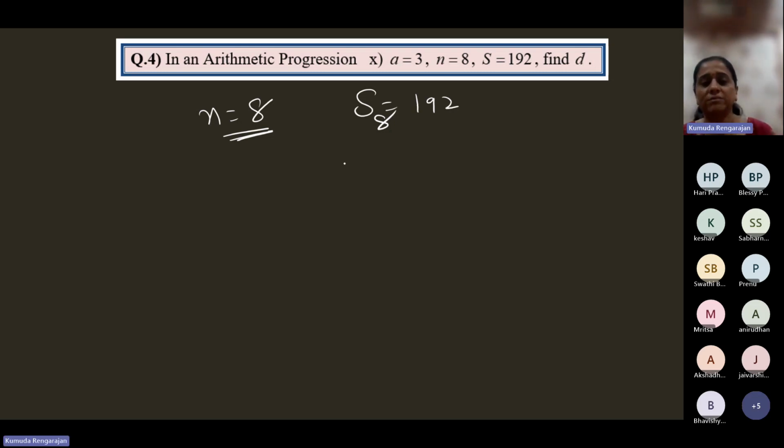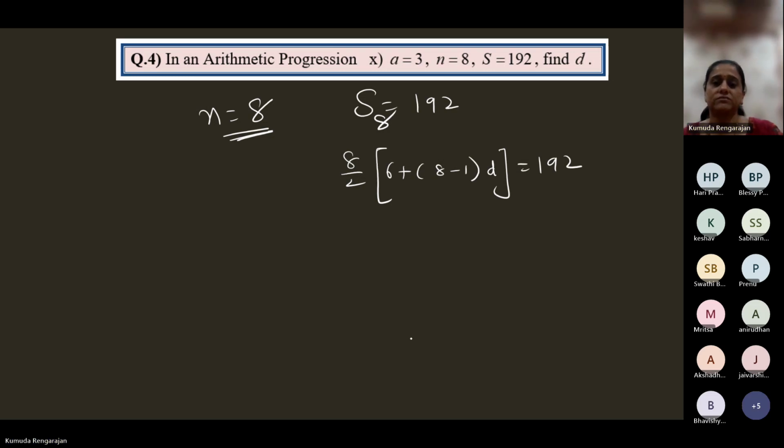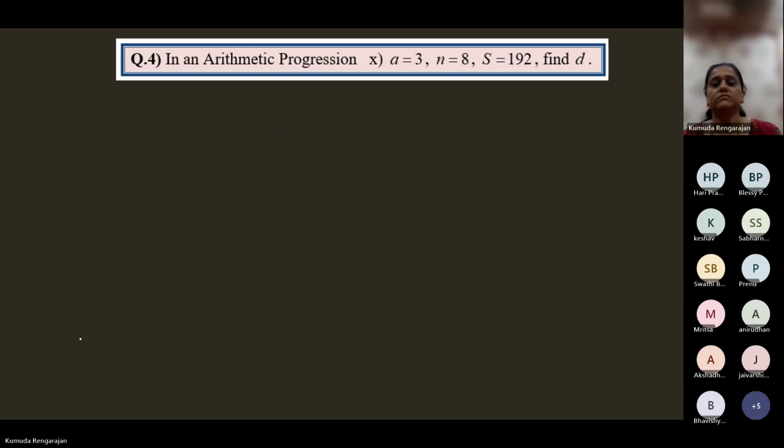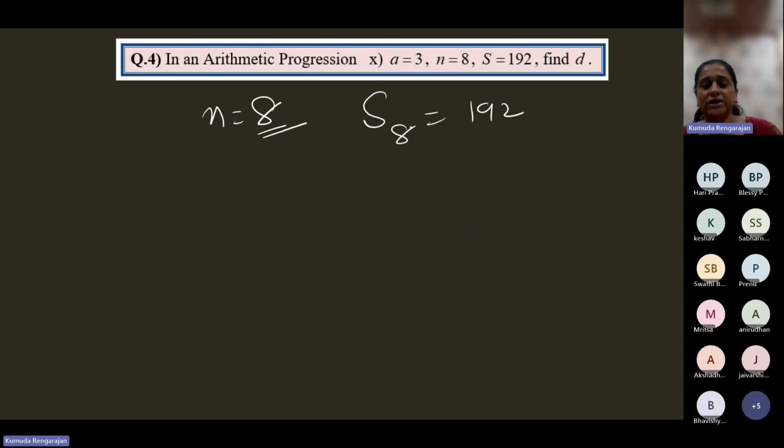So S8 means what? N by 2, 8 by 2 of 2a, 2 into 3, 6, plus n minus 1, 8 minus 1 into d, we don't know, is equal to 192. So when you work this, you will be able to find the value of d. On solving this, you can find the value of d. Number of terms is equal to 8. So sum to how many terms is 192? Since n is 8, sum to 8 terms is 192. So sum to 8 terms is 8 by 2 of 2a, 2 into 3, 6, plus n minus 1, 8 minus 1 into d, we don't know, is equal to 192.